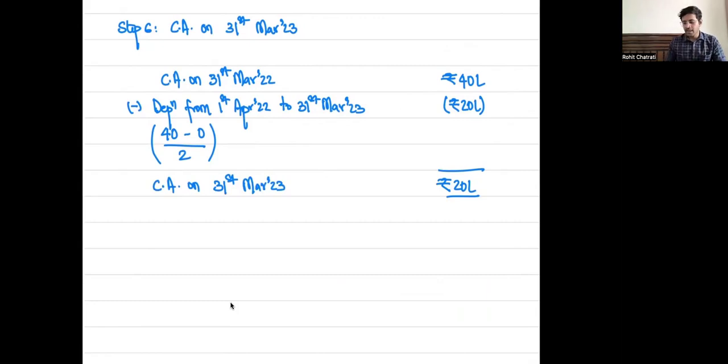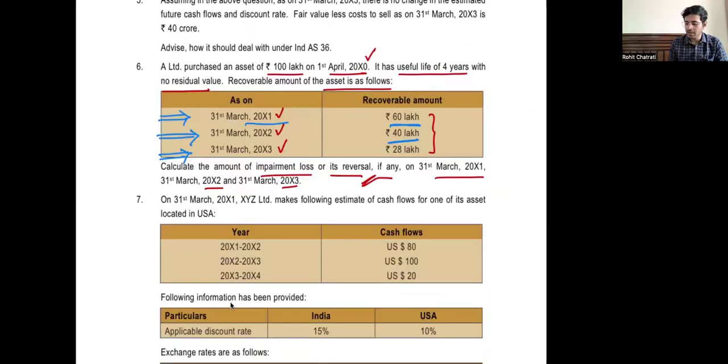Now let us compare this carrying amount with the recoverable amount. The recoverable amount in this case is actually equal to 28 lakh rupees. If you notice, I am showing an asset in my balance sheet at 20 lakh, but the benefit that I'm going to receive from this asset is 28 lakh rupees.